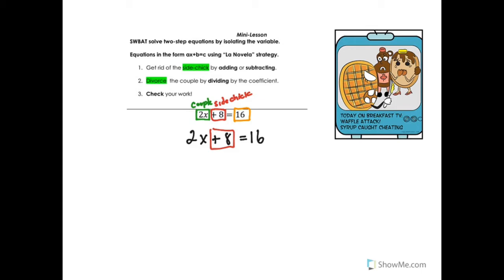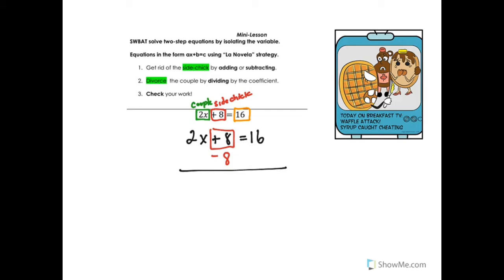So if I want to get rid of that side chick, if I want to send that side chick to the other side, I'm going to do the opposite operation. And the opposite operation of plus, or the opposite operation of addition, is always going to be subtraction. So I'm going to subtract that side chick so that I can send it to the other side. And when we're doing things in an equation, whenever we are solving an equation, always remember that whatever you do to one side, you always have to do it to the other, because we have to keep our equation in balance.